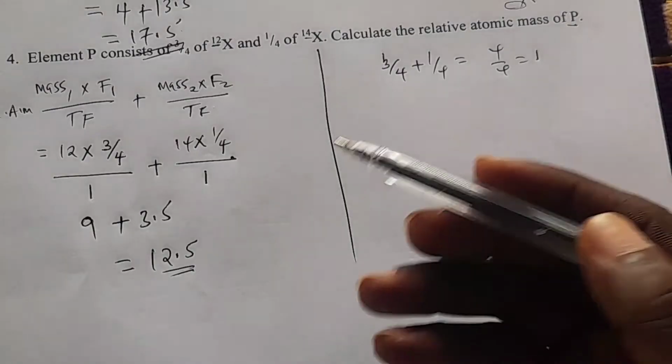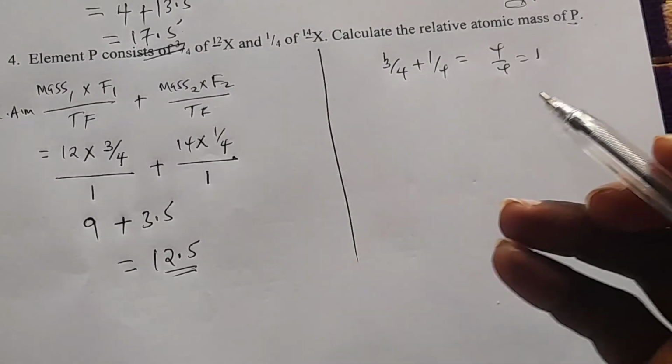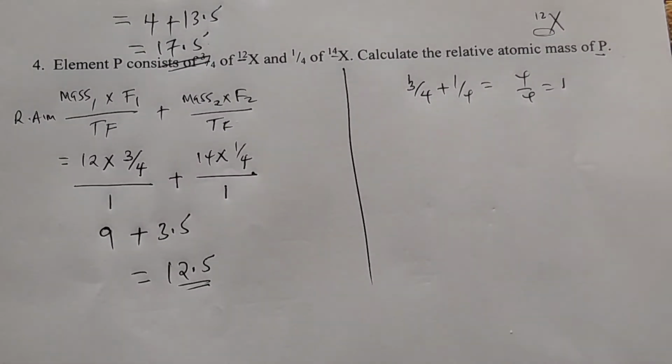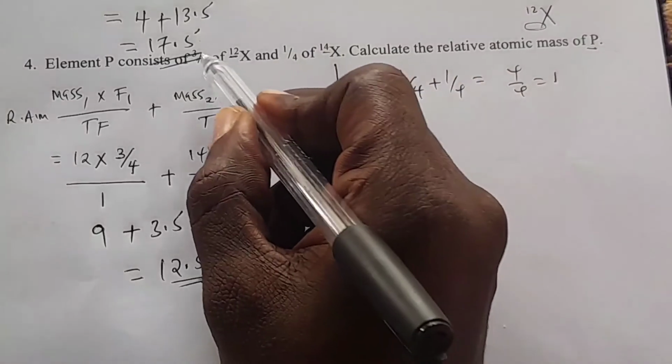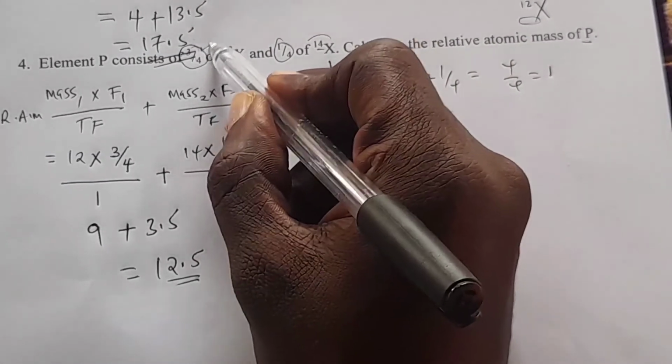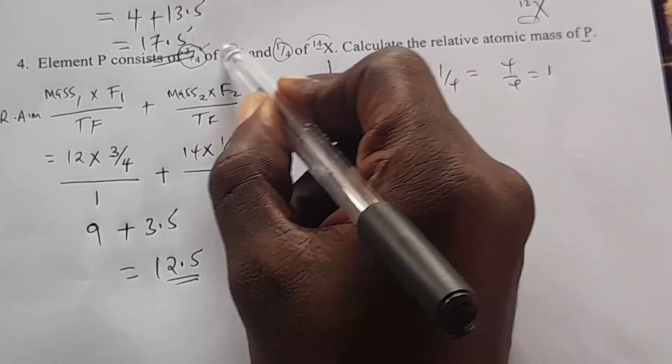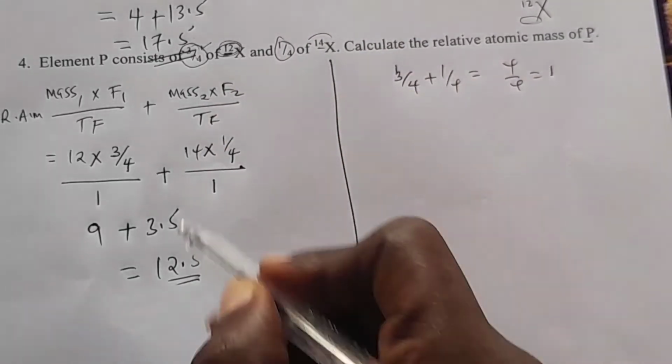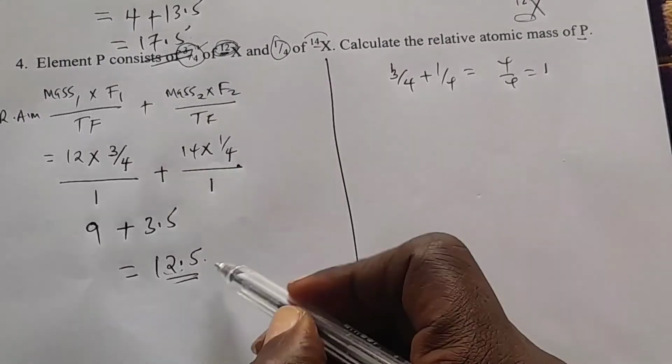So learners, again, you can still know where the answer is, if it's correct or not. You check the one that's having a higher fraction, 1 out of 4 and 3 out of 4. 3 out of 4 is bigger. So the answer must be close to or near to 12. So it is 12.5. So we are very correct.